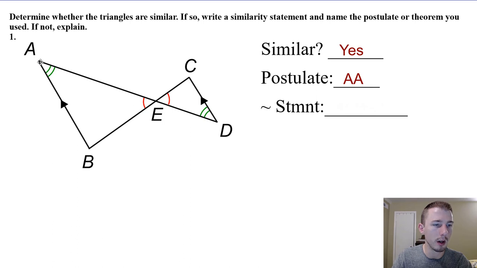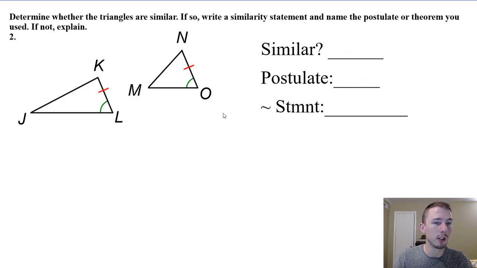We can say that triangle AEB is similar to, and A was corresponding with D, right? So AEB is similar to DEC. I think that's the one I did. So triangle AEB is similar to triangle DEC. You could do it many ways as long as you have the corresponding parts matching up. You're good to go. All right, number 2, determine if they're similar.